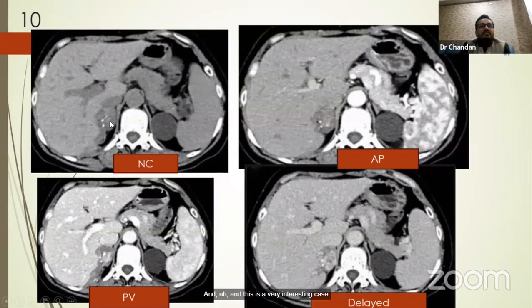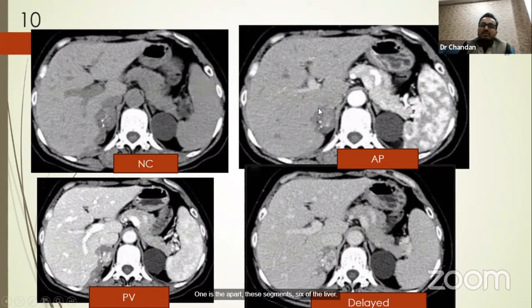And this is a very interesting case. I think each and everyone will be familiar with this case. This is the non-contrast CT images, this is the arterial phase, this is the portovenous phase, and this is the delayed phase. On the non-contrast images, we can see foci of calcification within a hypodense lesion, which appears well demarcated, well defined, and rounded, without any invasion of the surrounding tissue.